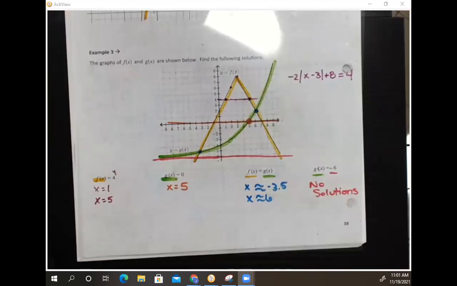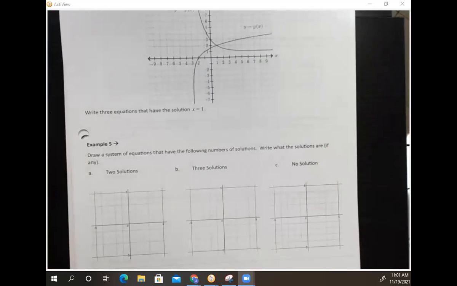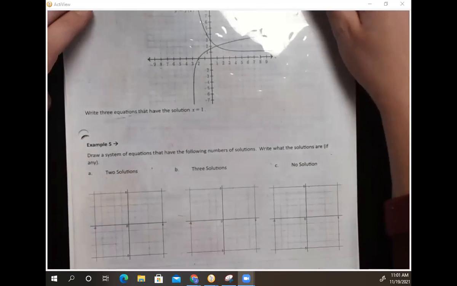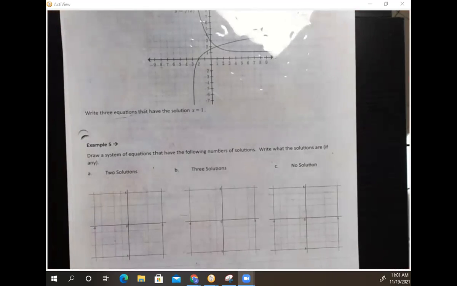Okay, just a couple more examples we're going to look at together for today. So if you would for me, please turn the page again. For example 4, speak this down.